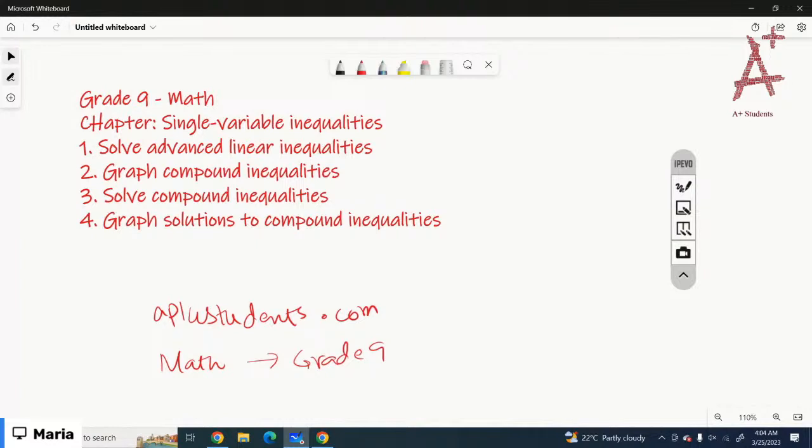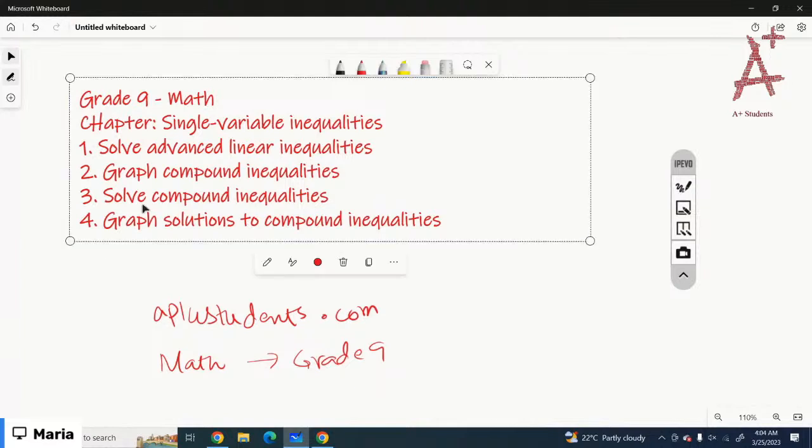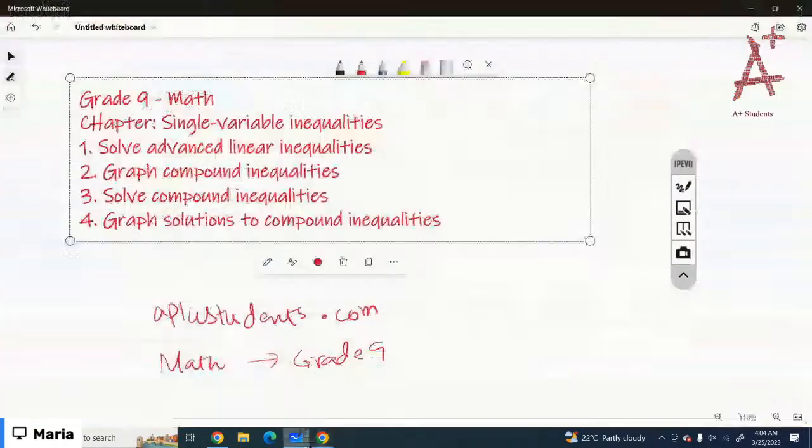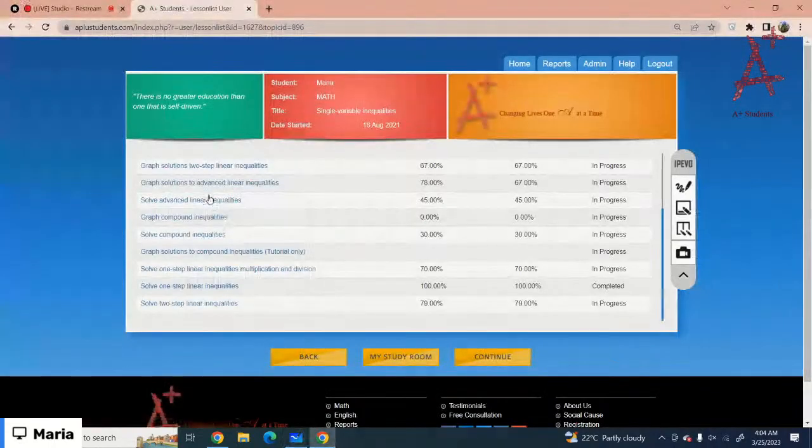We're going to start with the chapter: solve advanced linear inequalities, graph compound inequalities, solve compound inequalities, graph solutions to compound inequalities. So let's start with the first lesson, solve advanced linear inequalities. Here I am on grade 9 maths. The chapter we are working on is single variable inequalities, and the lesson we're going to start with is solve advanced linear inequalities.